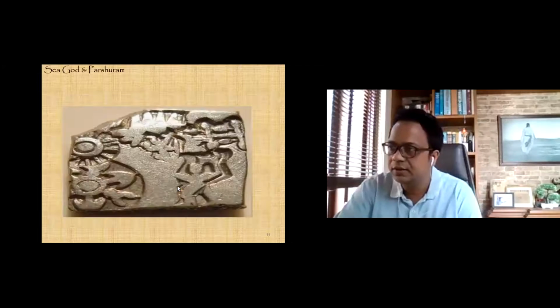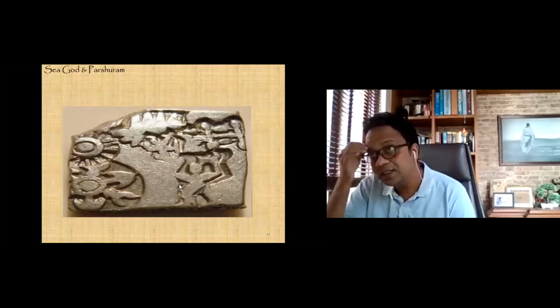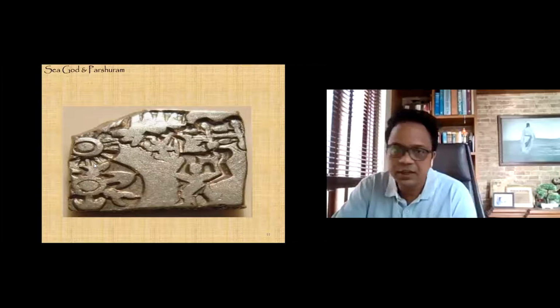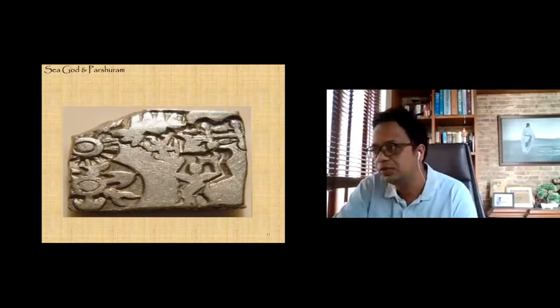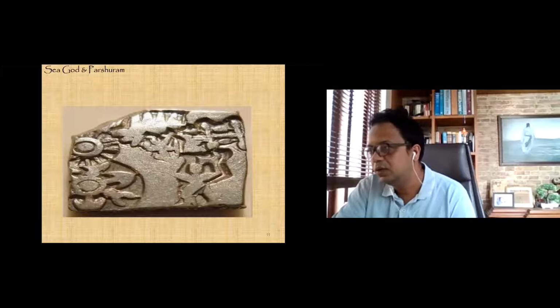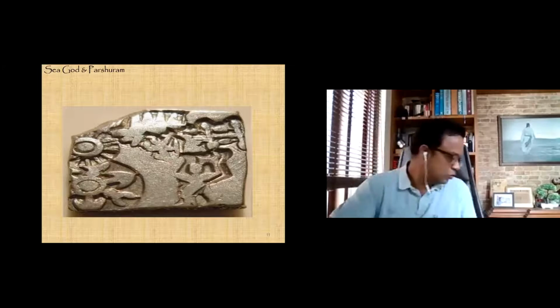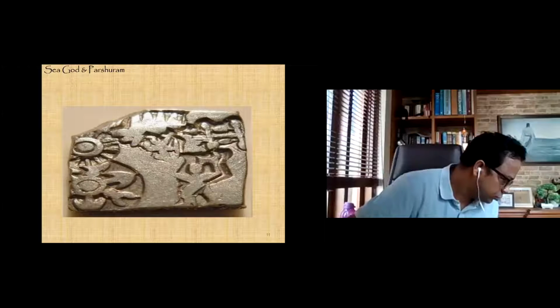So this is a scriptural story, right? And if you look at this coin, which is similar to the coin I showed you on the first slide, can you see this man over here with hands and an axe? Yes, sir. So this is the head, these are his arms. One arm is in the air, one arm is holding an axe, and these are his legs. So that's Lord Parshuram.